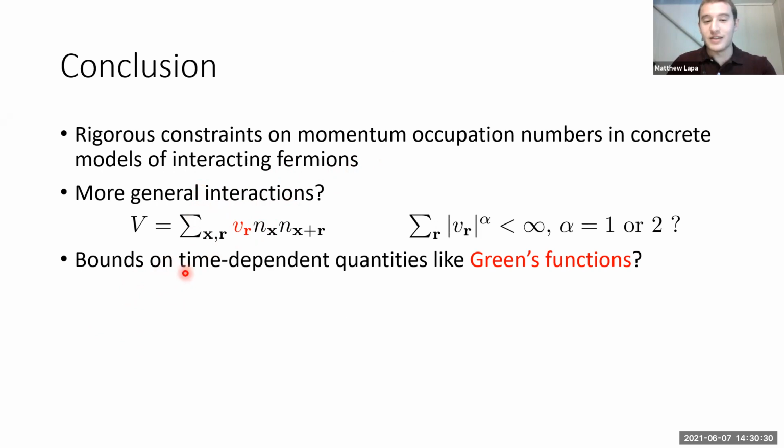I'd like to figure out how to get these bounds for more general interactions, like a translation invariant two-body interaction where fermions at a distance r interact with some potential v of r. Maybe this v of r has to satisfy some summability condition, maybe v of r or v of r squared has to be finite if you sum over all separations. So this would be a constraint making it a short-ranged interaction. And then I think there may also be a way to look at bounds on some time-dependent quantities like Green's functions, but I'm not exactly sure. But I think those would be two pretty interesting directions to look at for these techniques.